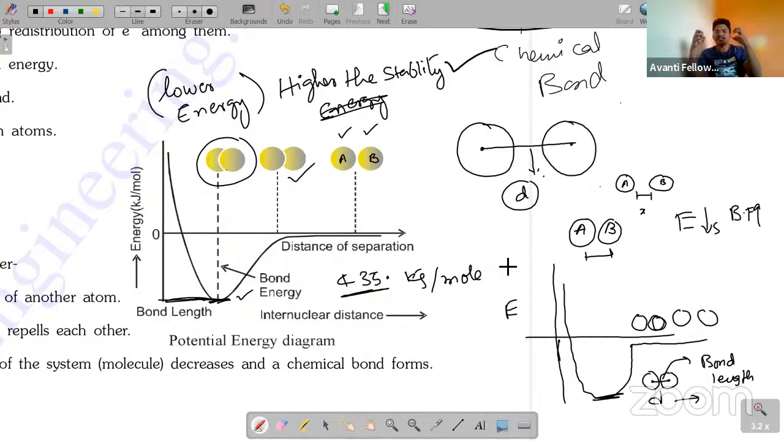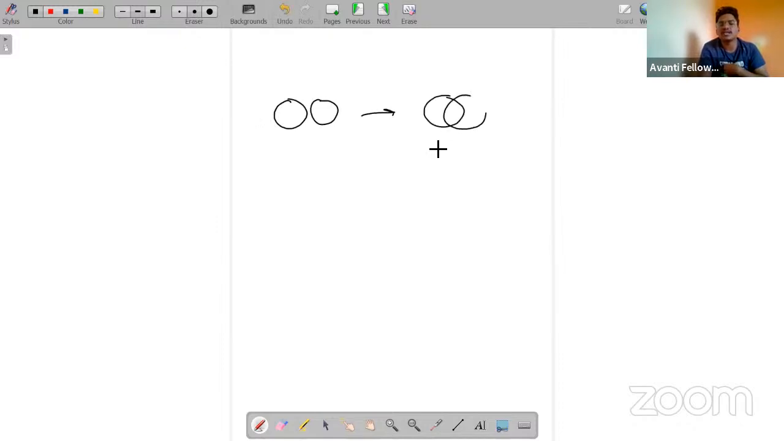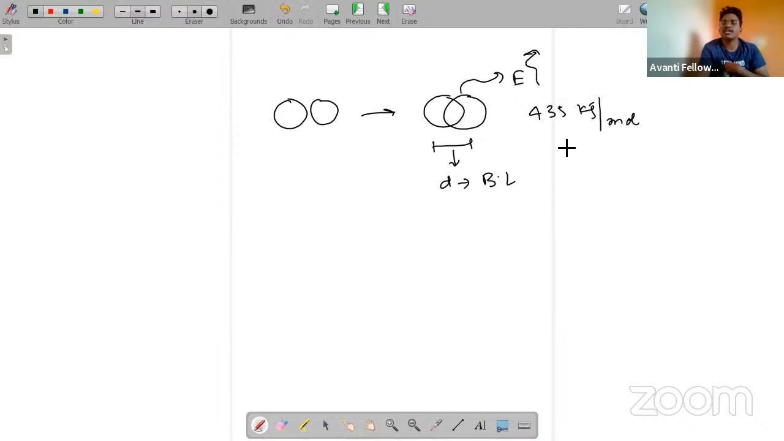Whenever bond formation takes place, forming a bond leads to release of energy. Suppose this is the initial stage, and when bond formation takes place, the distance between them, D, is called bond length, and some energy is released, that is 435 kilojoule per mole. This 435 energy will be released. This particular energy is called bond energy.